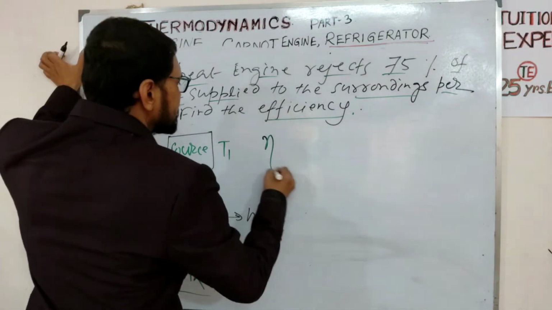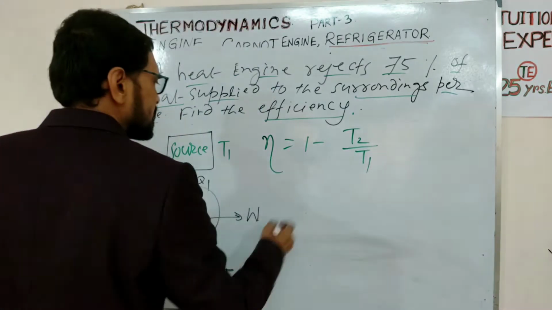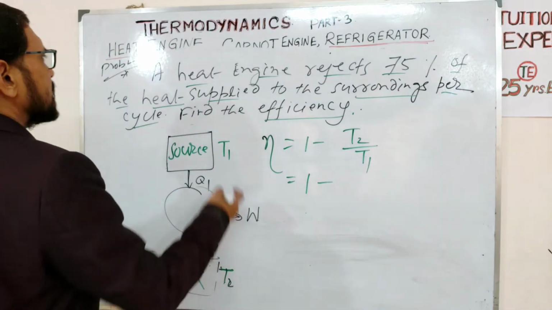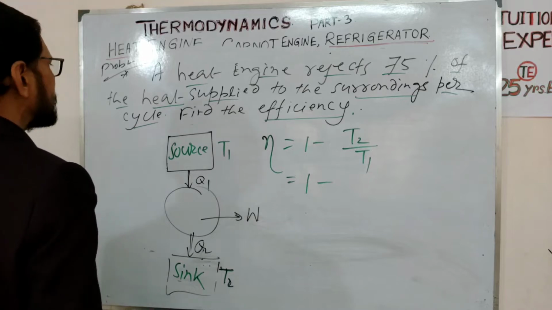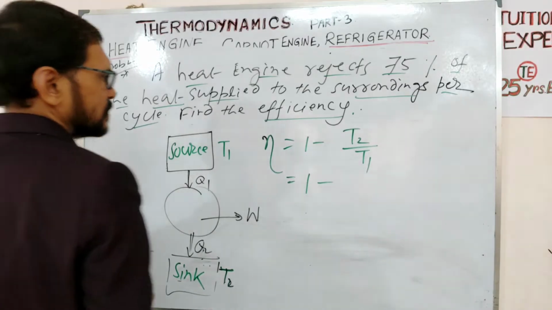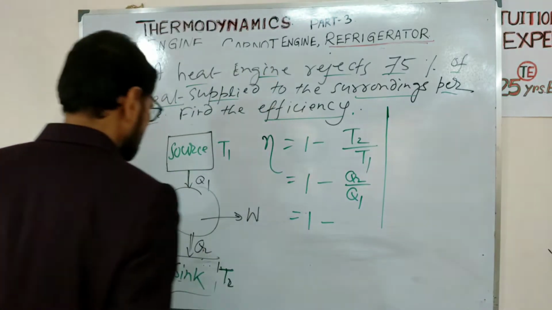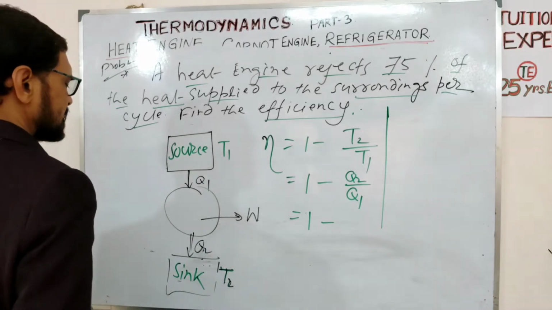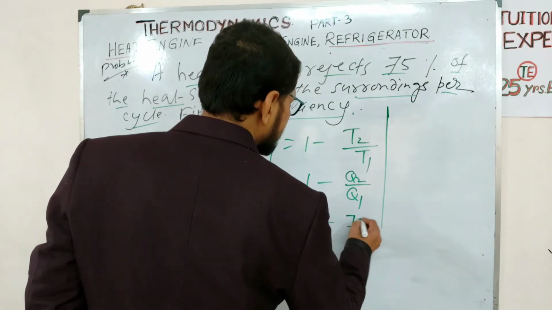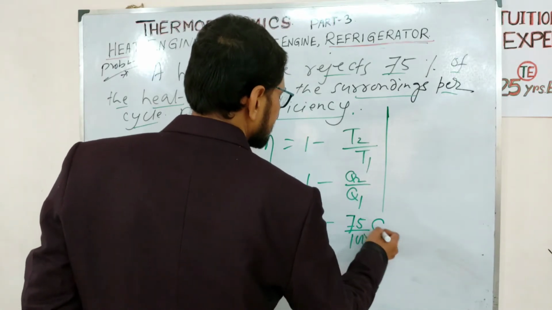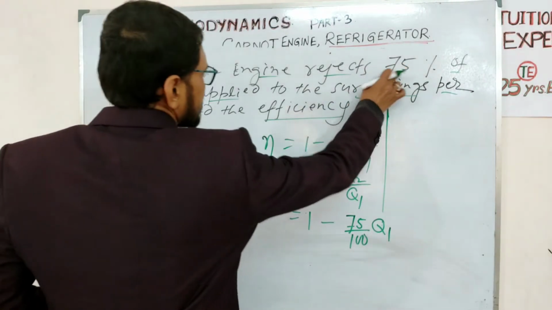Now what is the efficiency? Efficiency equals 1 minus T2 by T1. I have established this. Here, the heat engine rejects 75% of the heat supplied to the surroundings. Now this is also 1 minus Q2 by Q1. Q2 is the rejected heat, so Q2 equals 75% of Q1. This is given. So just study the language.